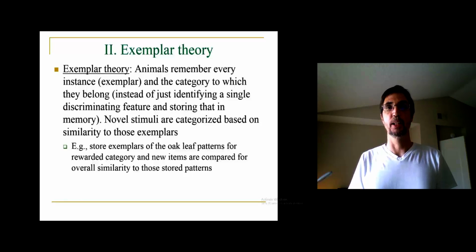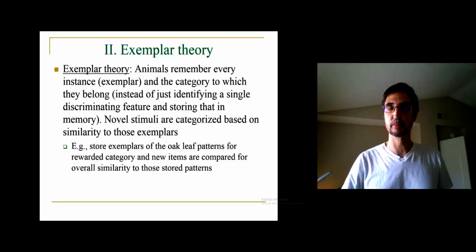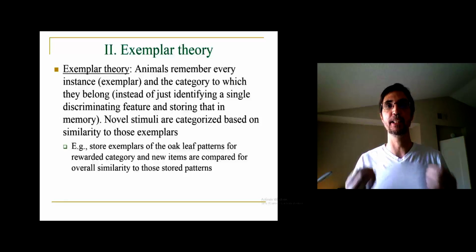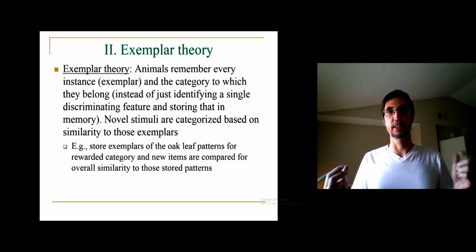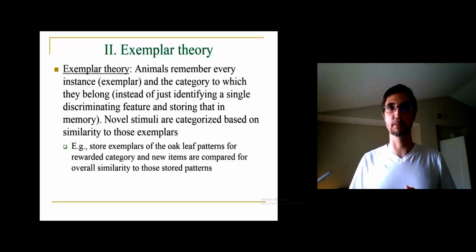So let's turn now to exemplar theory. According to this theory, animals remember every instance, every exemplar of a category, and the category to which they belong. Instead of storing with a category a single feature by which to identify members, it stores all the examples of the category in memory that it has seen. And then when a new stimulus comes along, it's categorized based on similarity to those examples that are stored in memory.